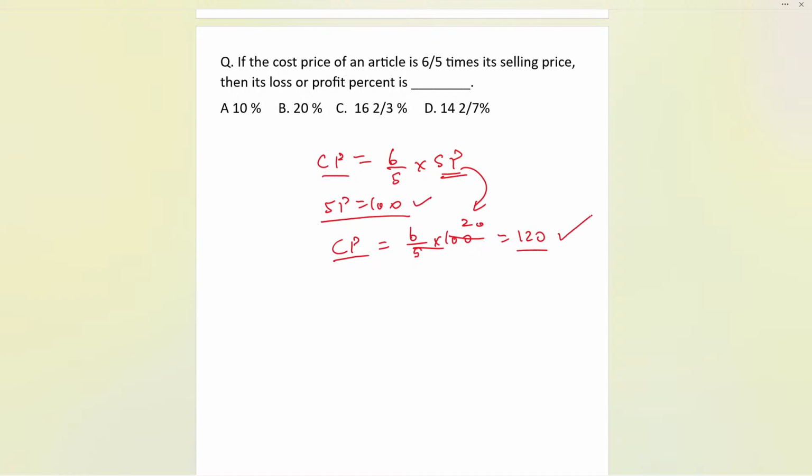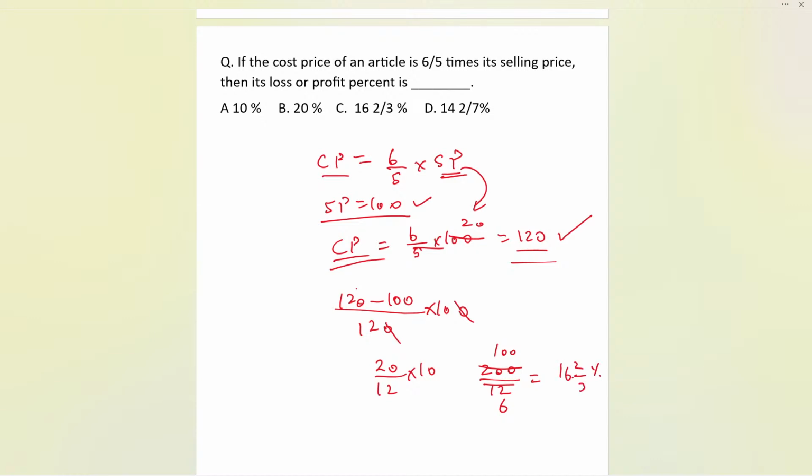Now the cost price is greater, so it will be a loss. The loss is 120 minus 100, upon the cost price. Always remember we have to take the cost price in the denominator, multiplied by 100. So it will be 20 upon 120 times 100, which is 100 by 6. And 1 by 6 we all know is 16 2 by 3. The answer, option C, is the correct option.